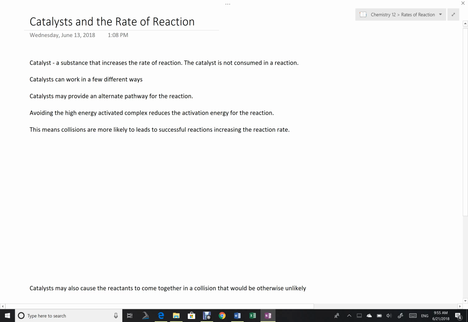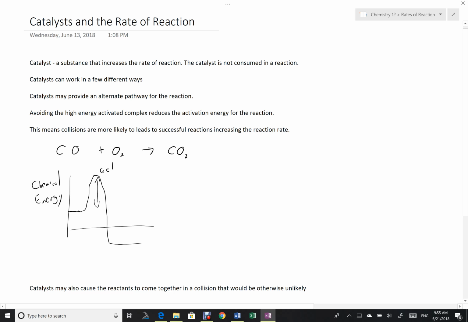Let's imagine carbon monoxide reacting with oxygen to form CO2. Now, this reaction might have a chemical potential energy diagram like this, chemical energy, where the carbon monoxide is at some energy level, and then it has to go way up to some really unstable activated complex, and then it can come down and form the more stable CO2. This is our activated complex.